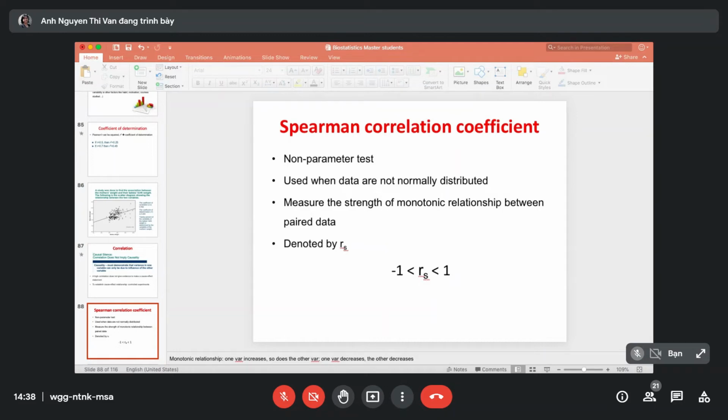So it's like a positive correlation, right? When one is increased, the other also increases. That is a positive, right? So if you explain like that, it means the monotonic relationship is always a positive correlation. Is it correct?